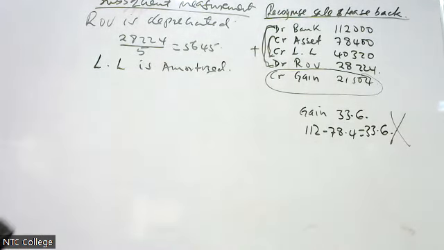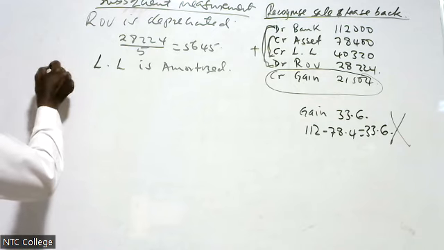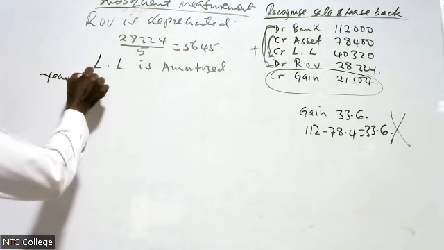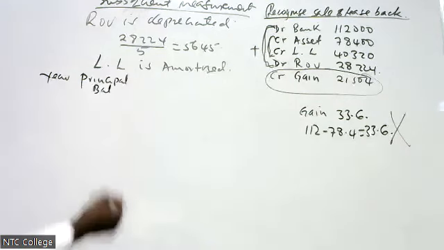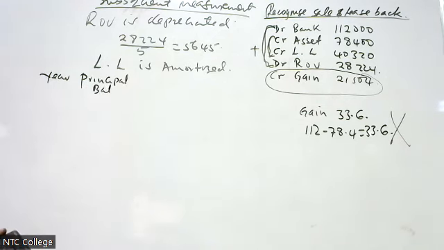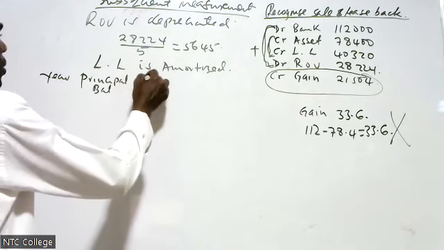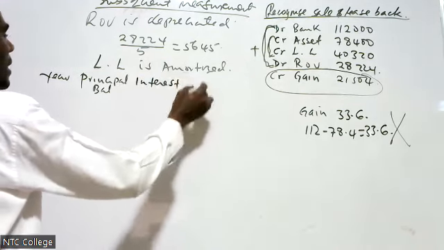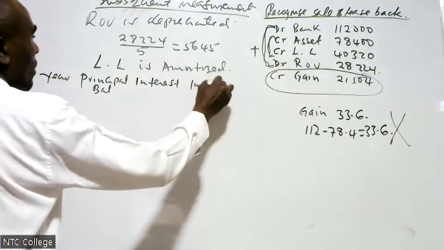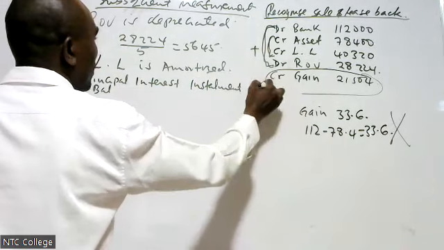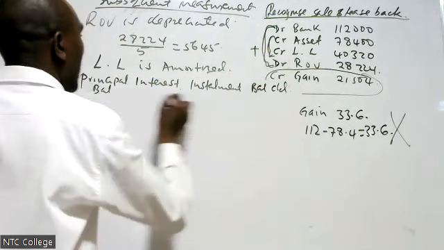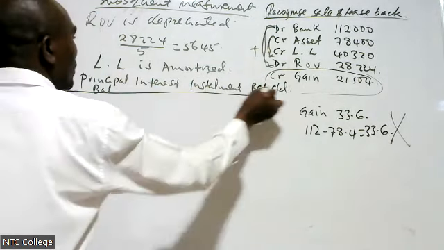Then this liability is amortized. Therefore, I'm going to prepare what we call an amortization schedule to get the liability. Here I have the principal balance. The payment is made in arrears. Then we are going to charge interest on the principal balance. Interest is with installment. Then balance carried down.